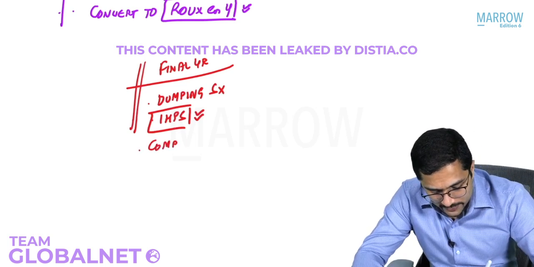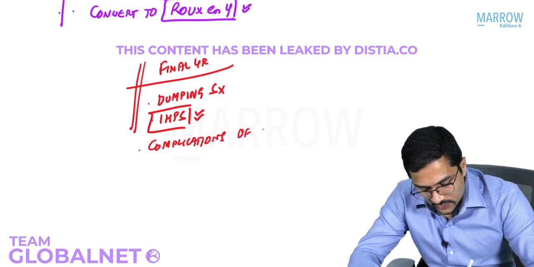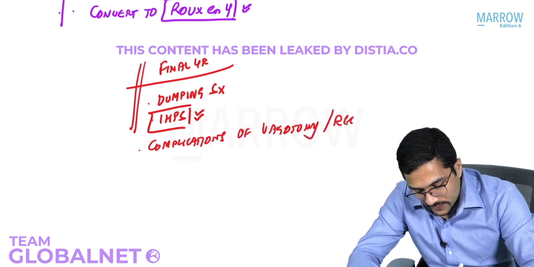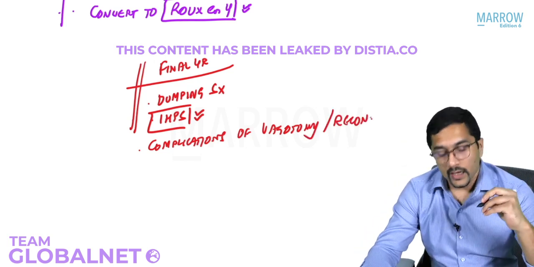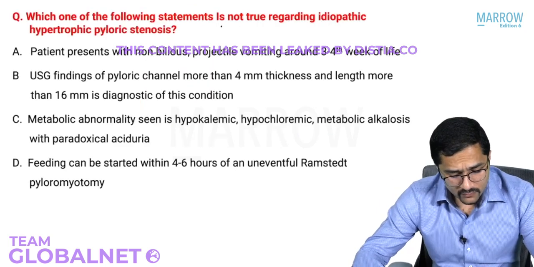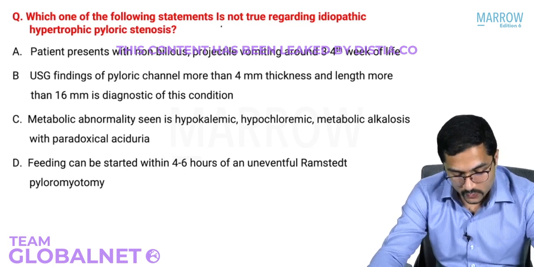Sometimes there can be a long question on complications of vagotomy and gastric reconstructions. This can sometimes be a long question which can be asked. Now let's do some MCQs before we end this module. Which of the following statements is not true regarding idiopathic hypertrophic pyloric stenosis?